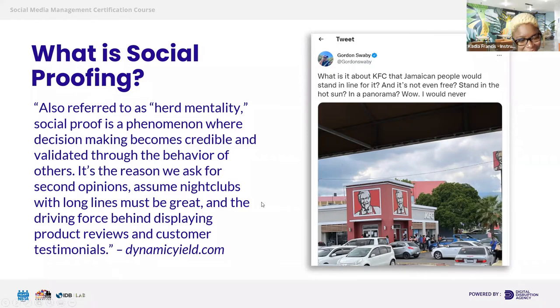Okay. Right? So, also referred to as herd mentality, social proof is a phenomenon where decision making becomes credible and validated through the behavior of others. It's the reason we ask for a second opinion, assume night clothes with long lines must be good, and the driving force behind displaying product reviews and customer testimonials.